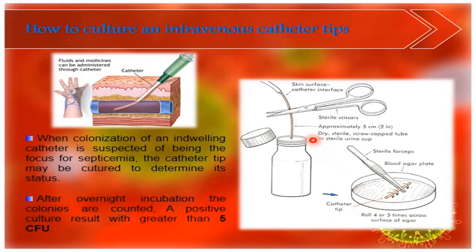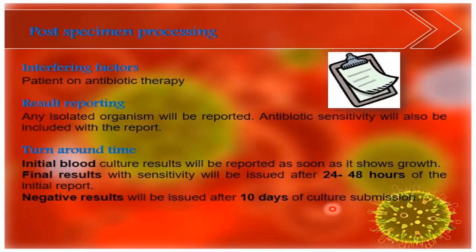In this method, we cut the catheter and culture a 5 centimeter piece. Okay, then we do the rolling method, 4 to 5 times across the surface of the agar plate. Okay, when we see more than 15 colonies, it is considered positive.